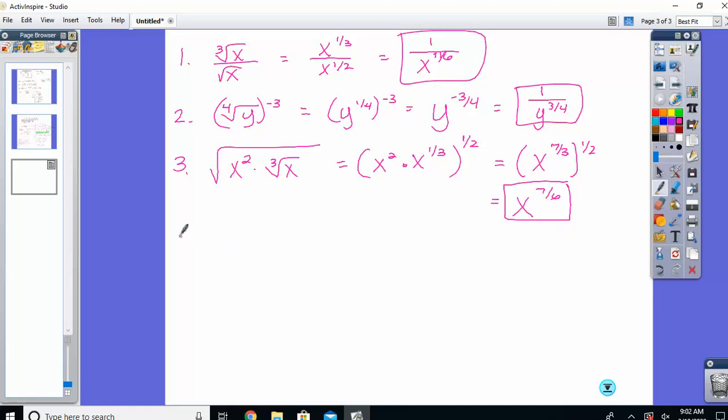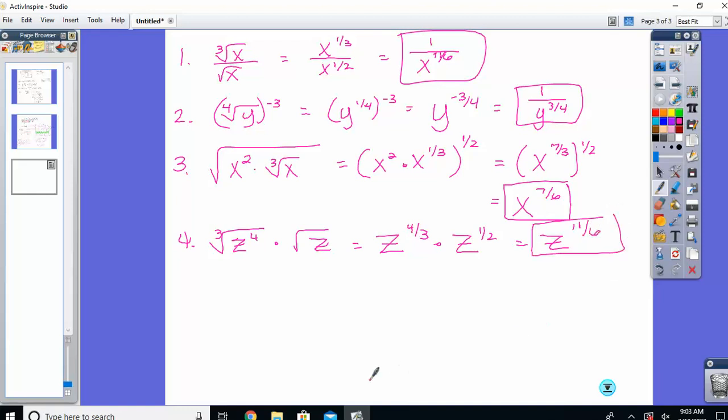Okay, we didn't ask about it, but I'm going to go ahead and do it. On number 4, you have the cube root of z to the 4th times the square root of z. The cube root of z to the 4th would be what power? Times a square root is what power? 1/2. If you're multiplying those, what do you do with your exponents? You add them, and you get 1/6. So make sure you can go back and forth between radicals and rational exponents.